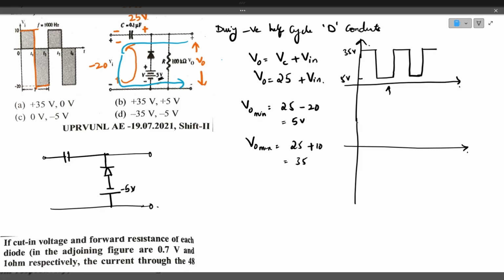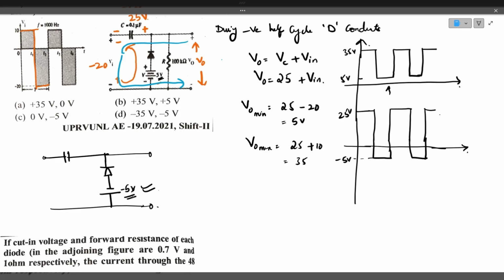This is the actual thing we need, that is 30 volts and 0 volts. This is exactly what the positive clamper will do. But here, because of the applied negative bias voltage, it will move 5 volts further down. What happens? This becomes 25 volts, and the waveform will end up at negative 5 volts. Hope you have understood this concept.